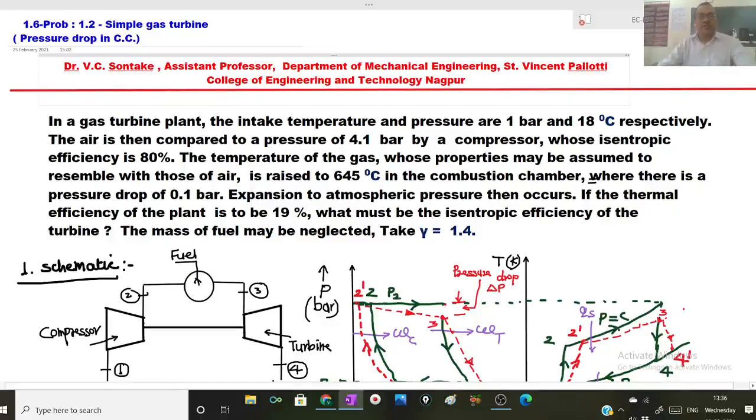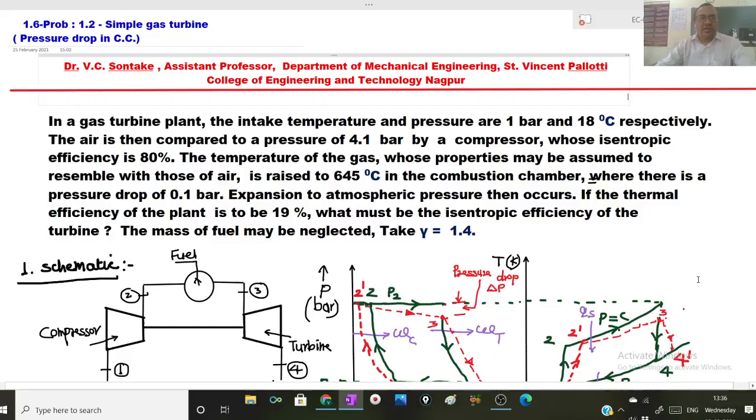Welcome to this video number 1.6 and problem 1.2 on simple gas turbine, and this problem deals with how to tackle pressure drop in combustion chamber. Problem statement goes like this.